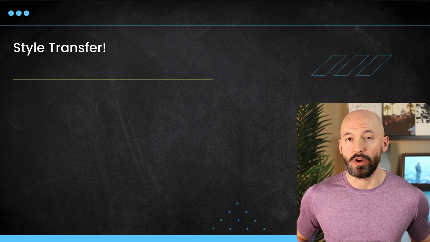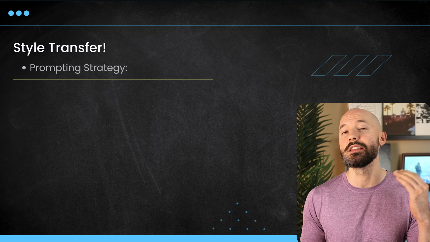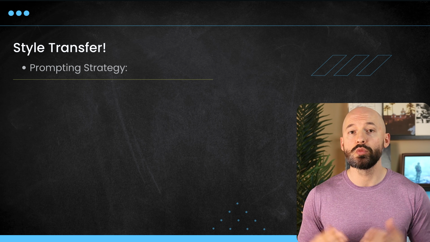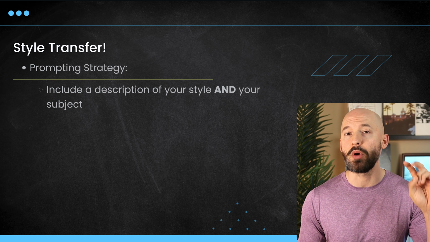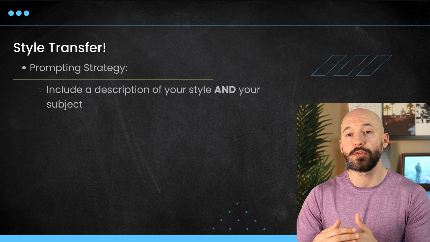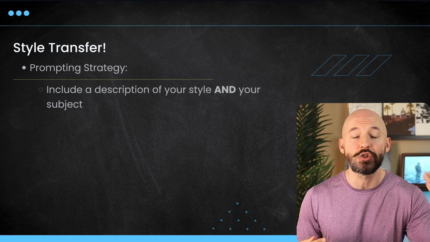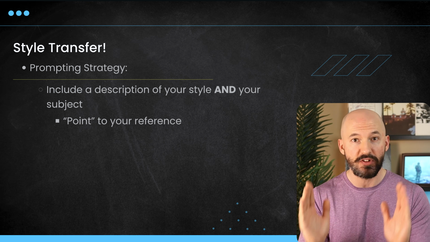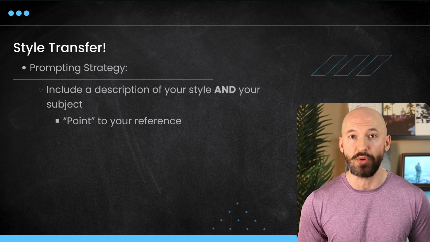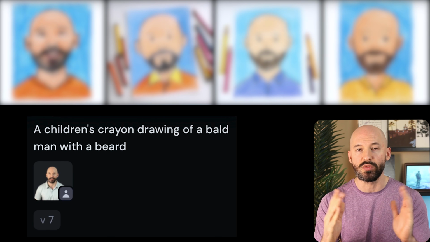The first thing you might want to know about is style transfers and the most effective prompting strategies. So once you set your reference, you should be prompting for two things. You should prompt for a style as well as a description of your subject. The reference you're aiming for, point to it in the prompt. So here we have our style, a children's crayon drawing, and then a description of me, a bald man with a beard. Pretty simple, and you'll get results like these.